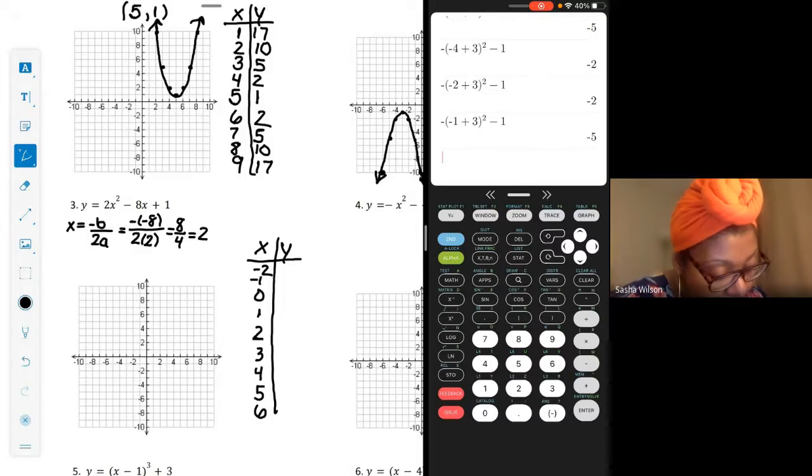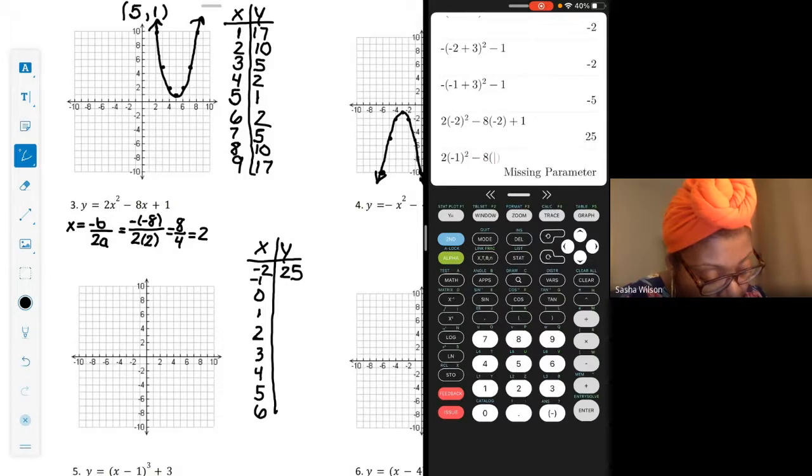So I'm going to plug that into my equation. My first one is going to be negative 2 squared minus 8 times negative 2 plus 1. And I get an output of 25. That's pretty big. Then I'm going to plug in negative 1. And I get an output of 11. Then I'm going to plug in 0. And I get an output of 1. Then I'm going to plug in 1, and I'm just going to continue.